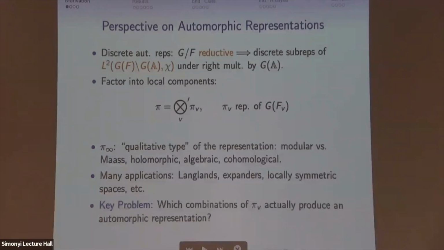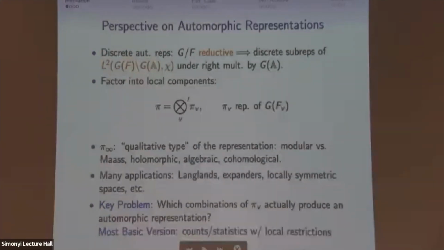So when you want to look at an application of automorphic representations to another thing, there's a key problem that you often need to answer, which is: which combinations of these local factors pi v can you actually tensor together to get something that is a subrepresentation of this L2 space? You can pick a bunch of random pi v, tensor them together, and you won't necessarily get a subrepresentation, but sometimes you will. That's the main problem that tells you whether something is automorphic or not. And that's what's of interest in all the applications.